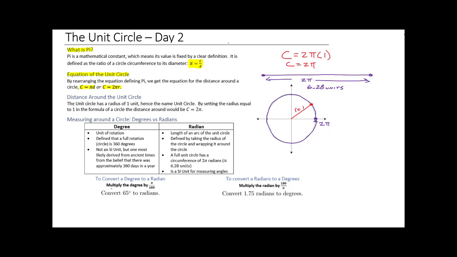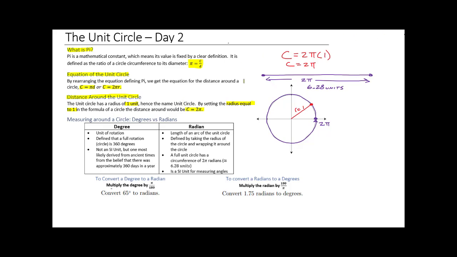All right, so that's what I've got over here. Setting the radius equal to 1, like we just said, the distance around the circle. It has a radius of 1 unit. And if we set the radius equal to 1, that tells us that the distance around the circumference is 2 pi.